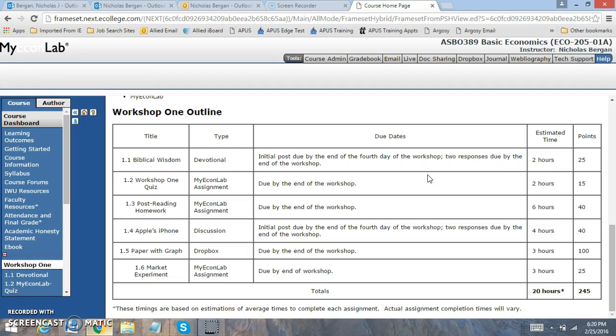You have the Apple iPhone discussion, which we will review. You will need to make sure to have your initial post by day 4 and 2 peer responses by the end of the workshop. You'll have the paper with the graph that you'll submit in the Dropbox, due by the end of the workshop. And you'll have the market experiment. That's in my Econ Lab as well.